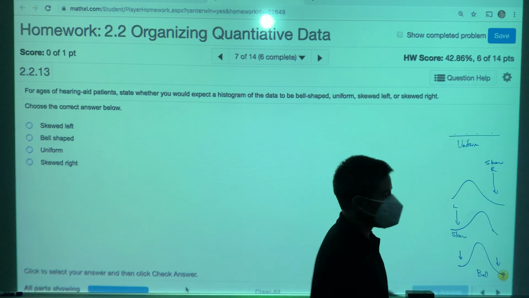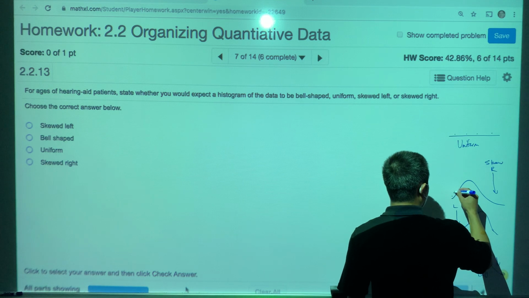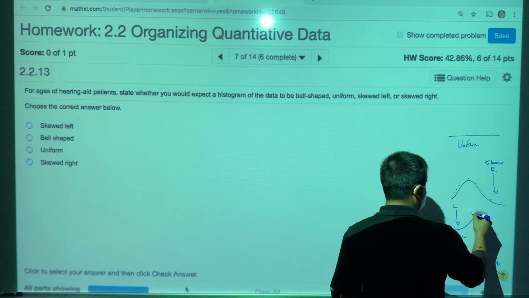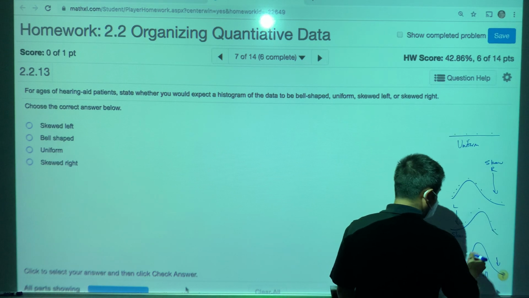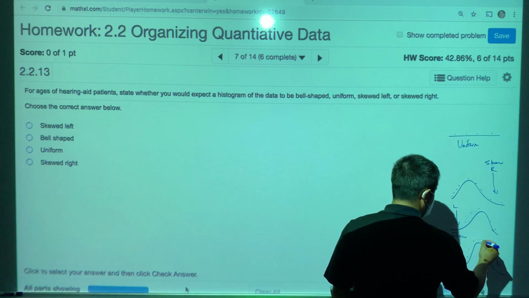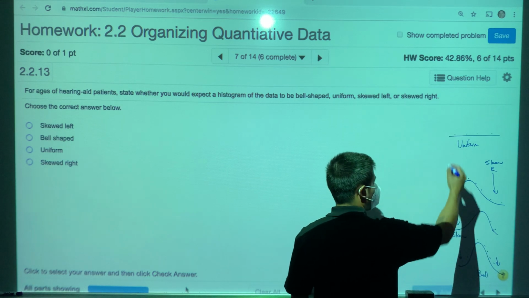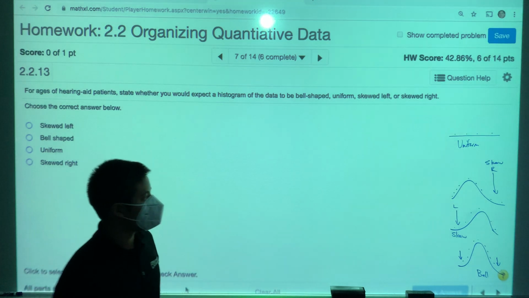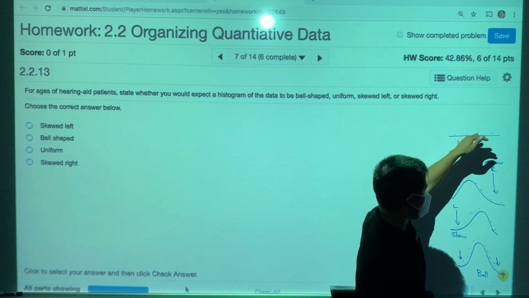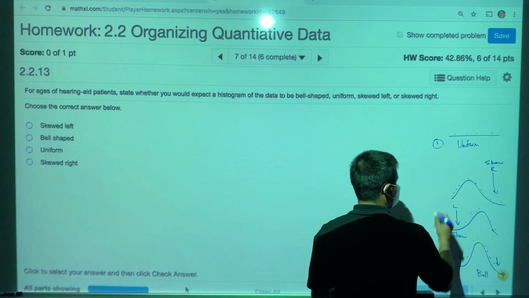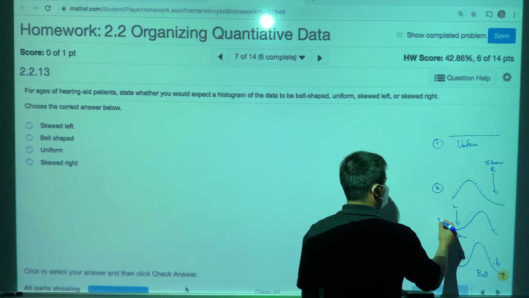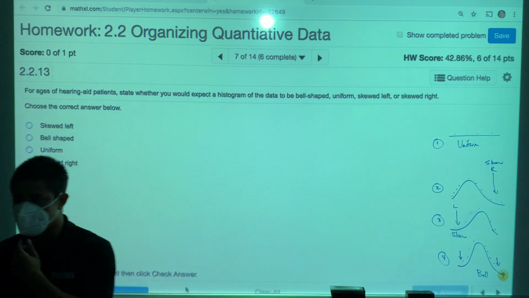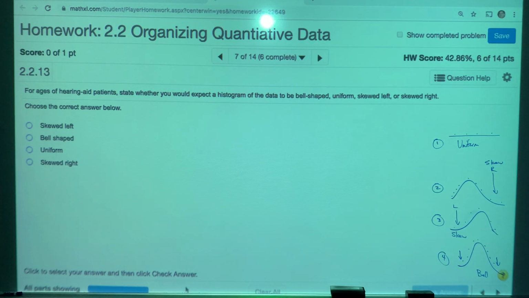You guys follow? Skewed right is where your peaks are like this. Skewed left is something like this. Bell-shaped is where they have even peaks. So you can imagine little bars underneath all these that form the shape of those curves, right? There is no curve to a uniform distribution. That's one type. Here's a skewed right, here's a skewed left, and here's a bell shape. These are the four general shapes of distributions.